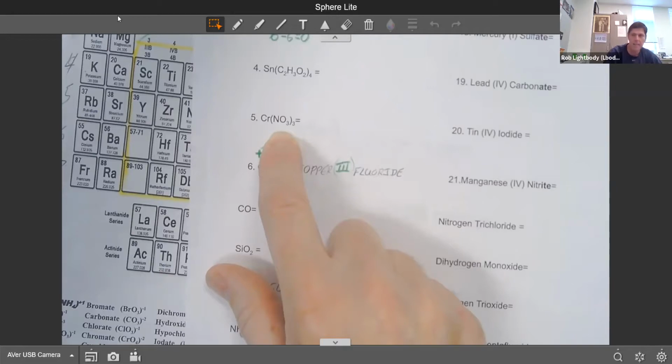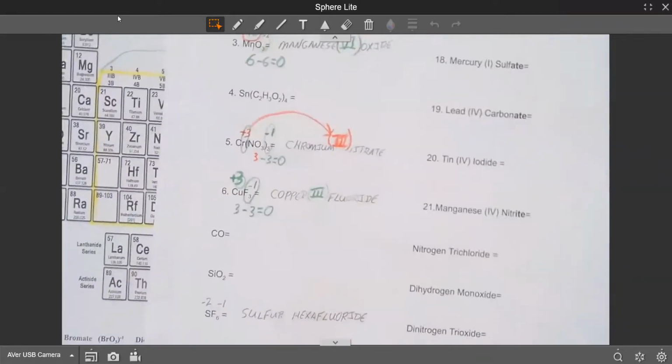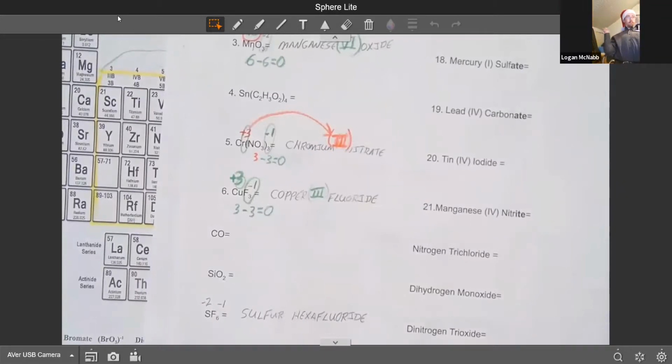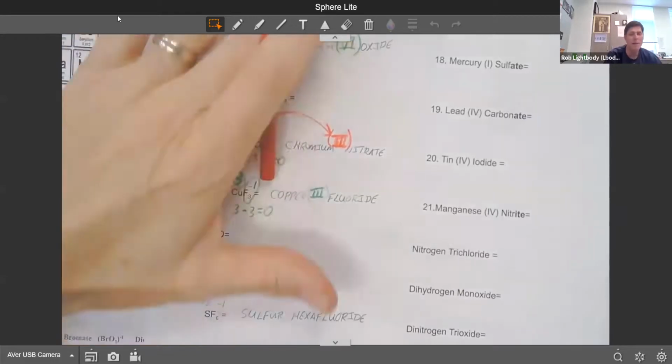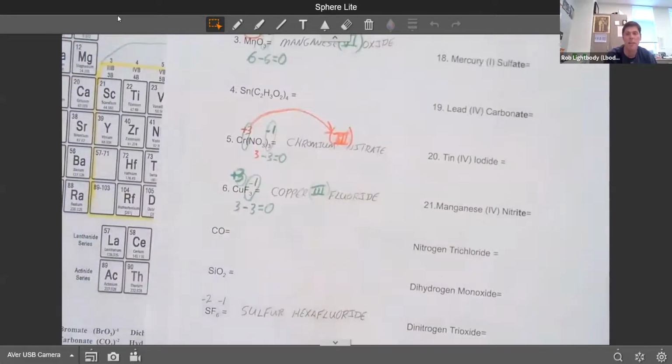Okay, you guys got it? Okay, survey says? Sweet. Yeah, because chromium is one of those Ds and Ds can have multiple. Automatically, we've got to have it. So hopefully that makes sense on going from formulas to names.